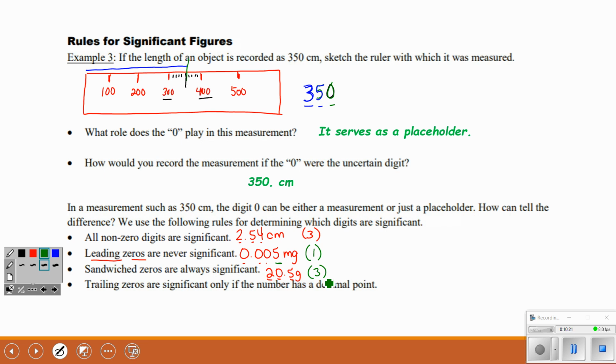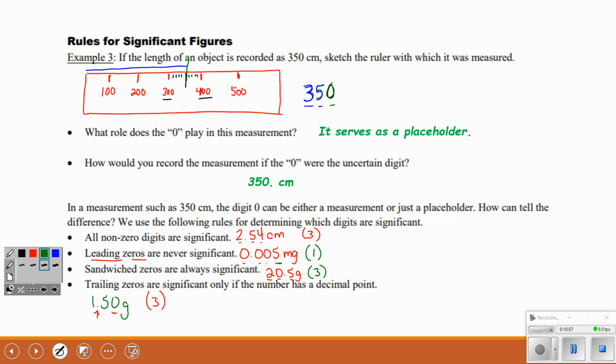Now, looking at trailing zeros, there are 2 instances that I can look at. Let's say that we have a number that looks like this, and it's measuring 1.50 grams. That 0 here is a trailing 0. But because of that decimal place, that trailing 0 is significant to the measurement. So therefore, this measurement has 3 significant figures.